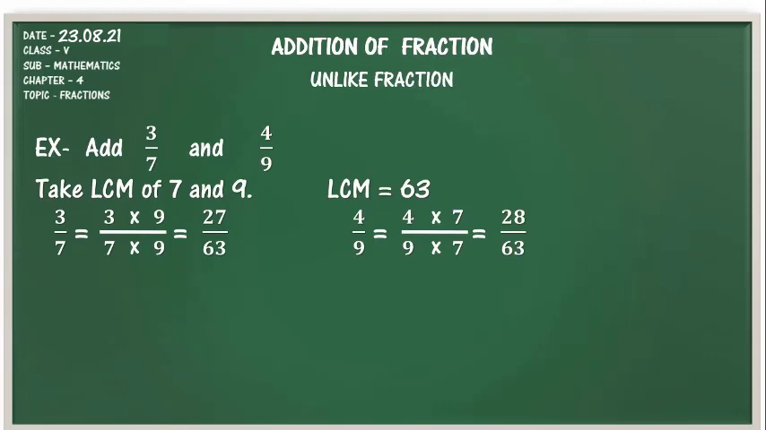Now we can see that the denominators are the same, therefore we just need to add the numerators. So by adding the numerators, we got 55, and for the denominator we will write 63 as it is because it is common for both the fractions, and thus we got our answer as 55 by 63.